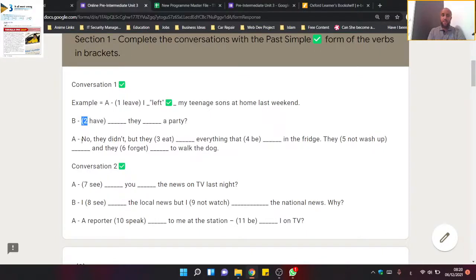A says, no, they didn't. Okay, but they, and then we have the verb eat. So here we have again not a negative and not a question. So we have to change the main verb to the past simple. Okay, don't forget that. So what do we have to change it to?